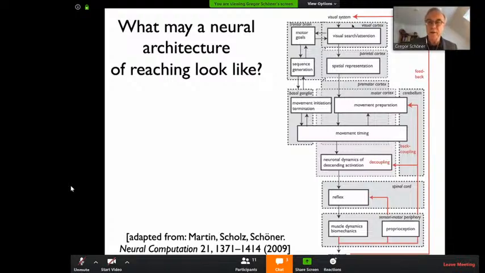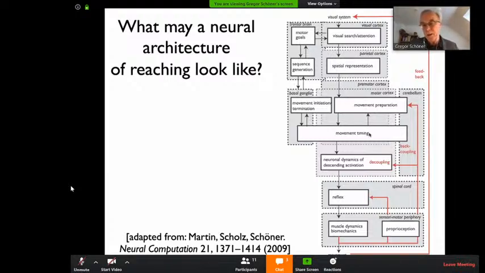So it contains a lot, but not everything. For instance, it starts with a vision, and I'll deal a little bit with how you select attentionally objects and how you represent them spatially, very briefly. How you prepare movements, extract from such representations movement parameters. I'll not talk about initiation, termination of movements. I'll not talk about sequence generation. I'll not talk about how you actually have goals when you reach and that inform your visual search.